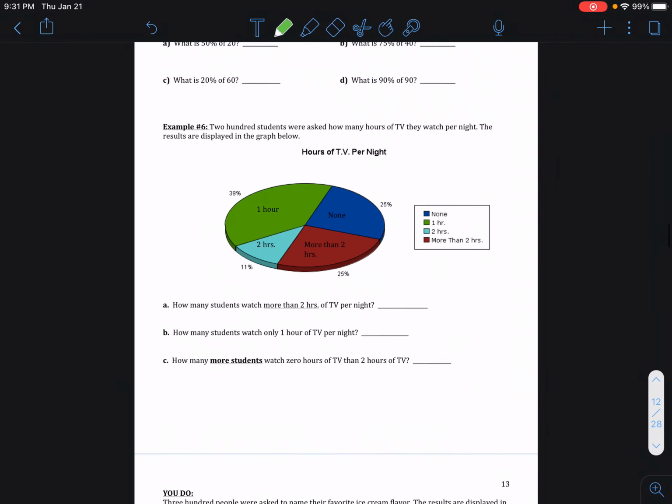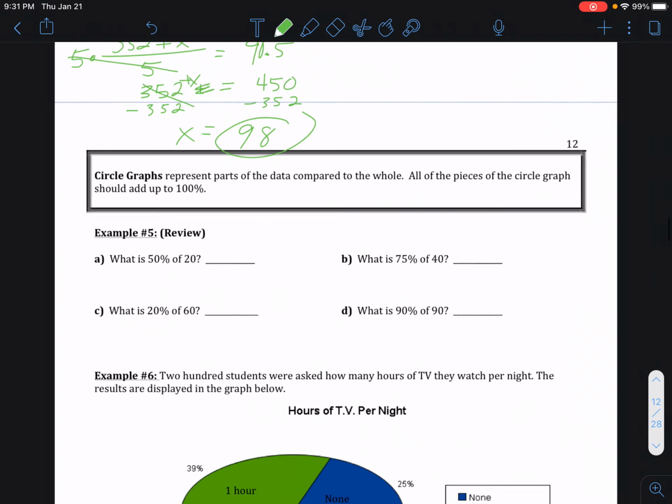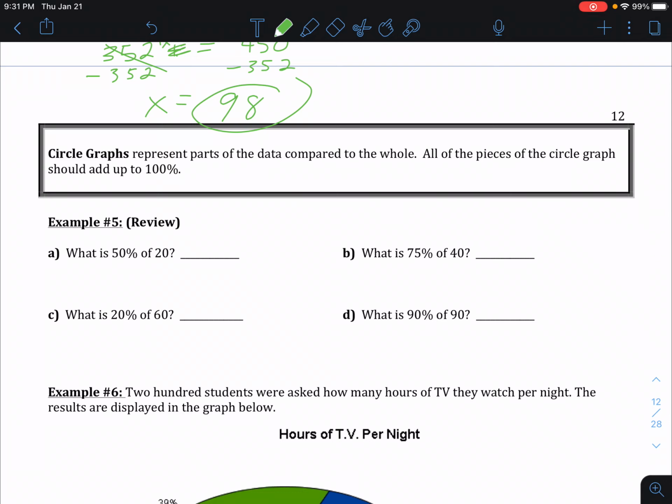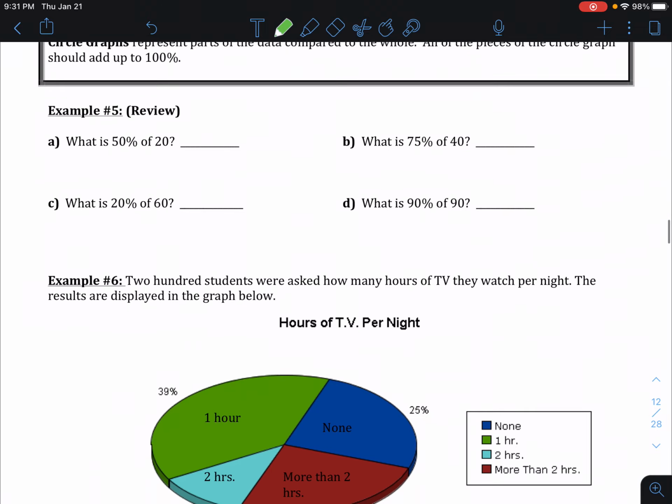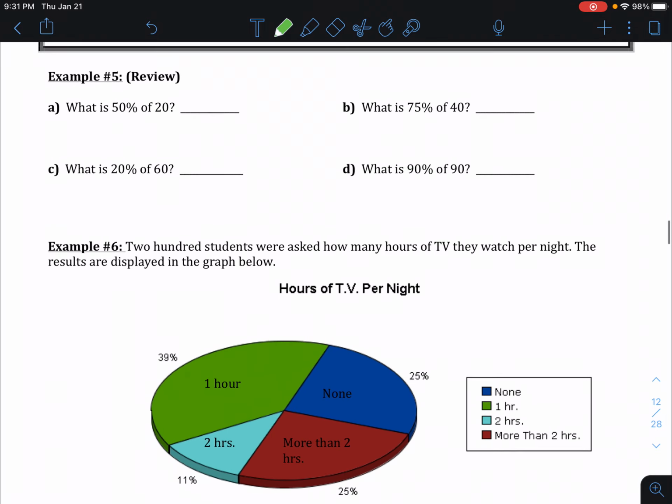Next up, actually pretty easy part here, reviewing circle graphs, also known as pie charts. They represent parts of the data compared to the whole. They're usually used in surveys. All the pieces of the circle graph should add up to 100%, so keep that in mind. No matter what, the percentages always add up to 100.